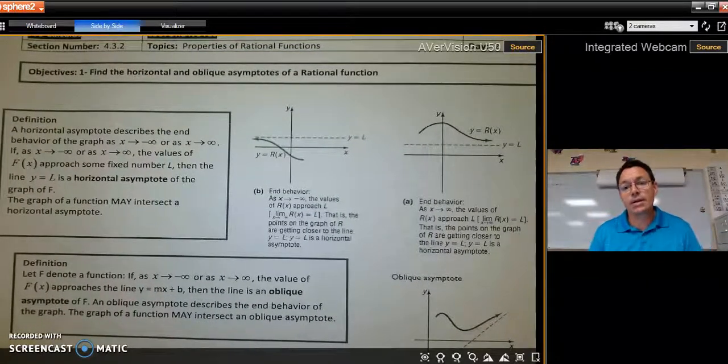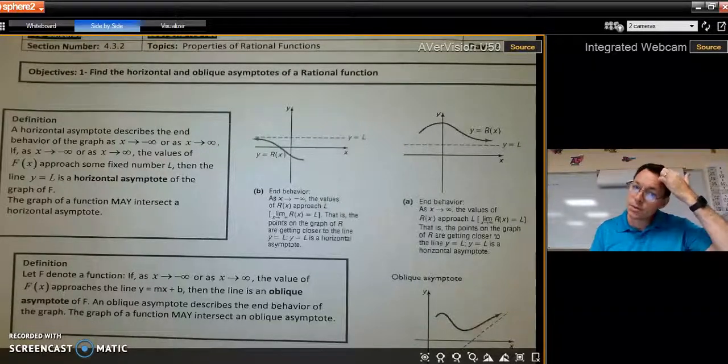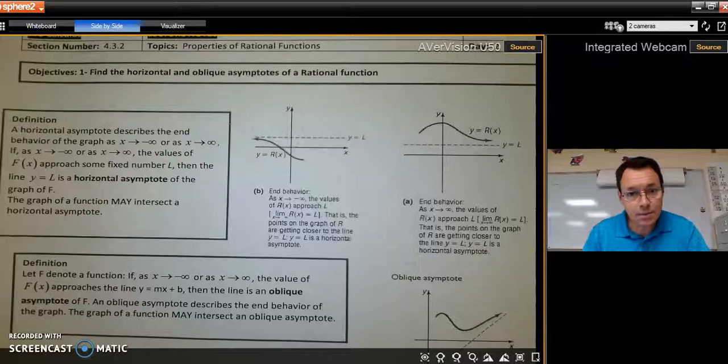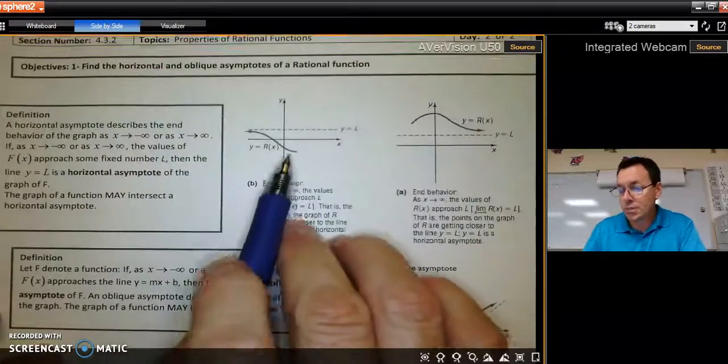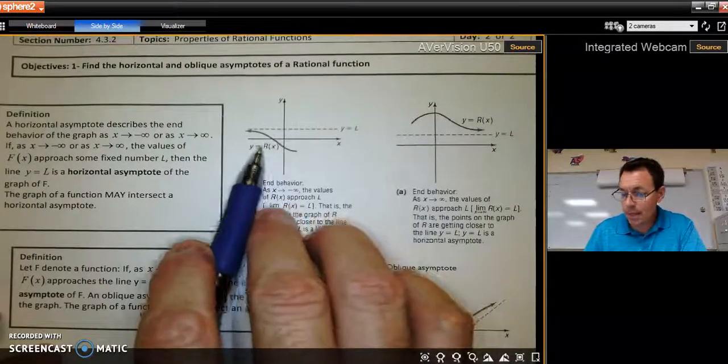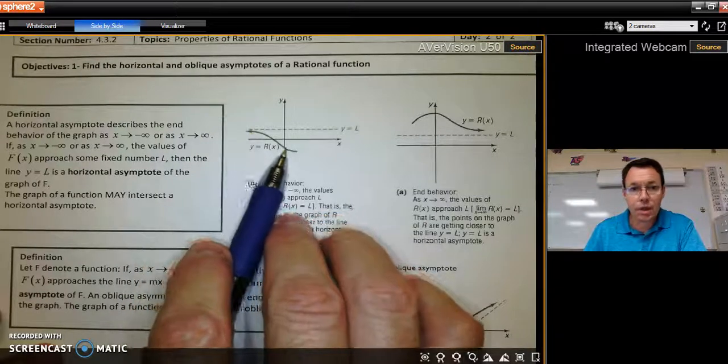So eventually, in the next class, we're going to graph rational functions. So you need to know how to find the vertical asymptotes. Today we're going to talk about the horizontal asymptotes, or something that's called an oblique asymptote. These are going to be the first two things that we find before we try to find some points to graph these.